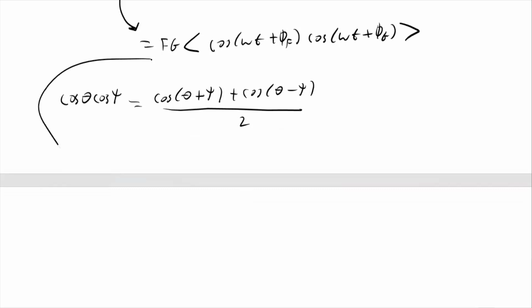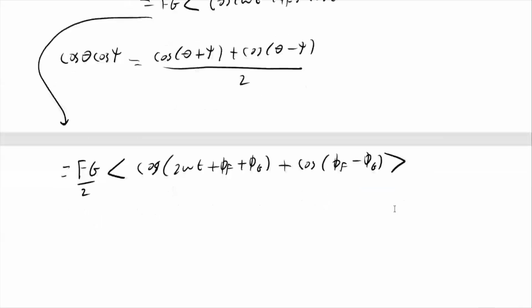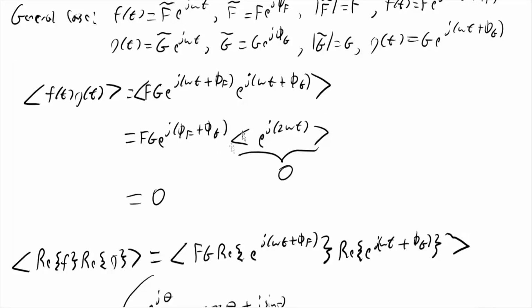So we have that the time average of the real components is f times g times the time average of cosine, the 2 moves outside as well because it doesn't depend on time, cosine (2 omega t plus phi f plus phi g) plus cosine (phi f minus phi g). Well, it turns out that once again, the time average is 0. So 0 for the time average, just like we had up here, a similar math.